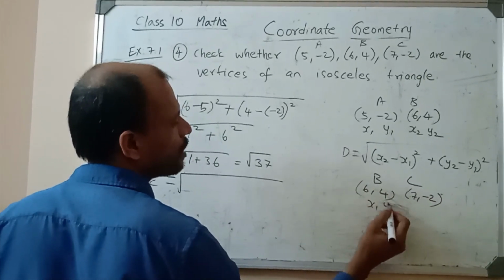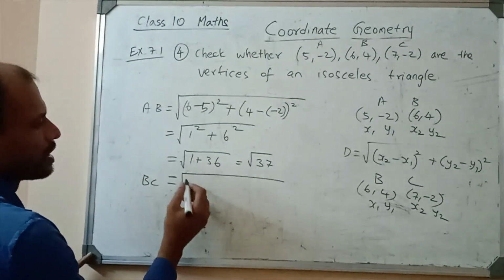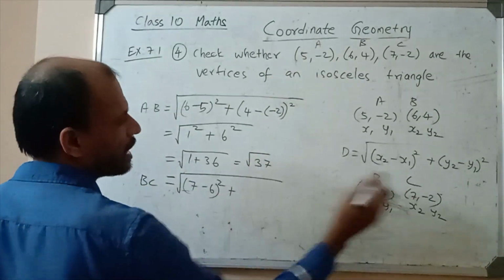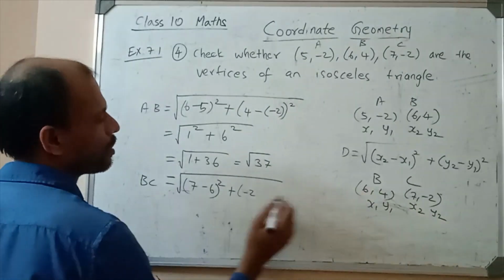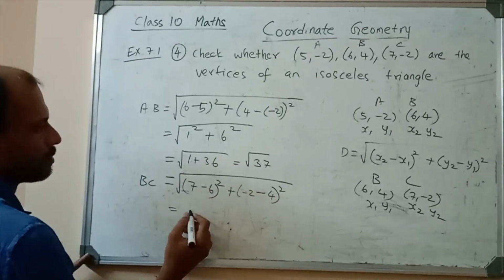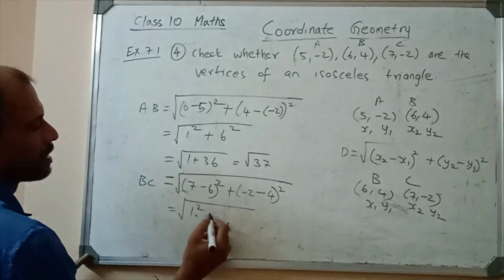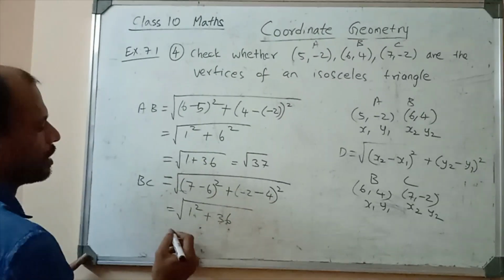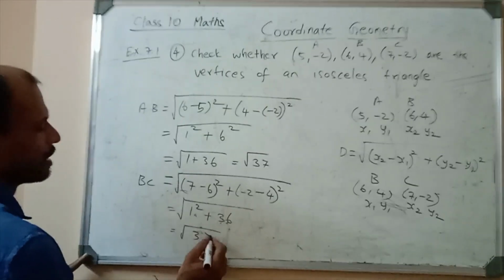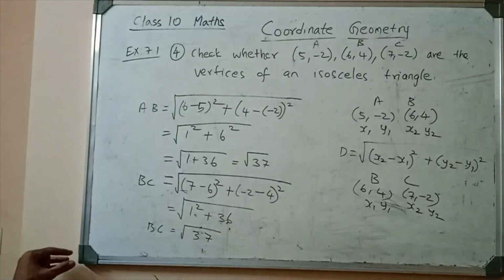So now this becomes x1 y1, this becomes x2 y2. Again x2 minus x1, 7 minus 6 the whole square, plus y2 is minus 2, y1 is 4, so minus 6 the whole square. Now 7 minus 6 is 1, 1 square, and then minus 2 minus 4 is minus 6, minus 6 square is 36. So again you get 1 plus 36, 37. So BC is root 37, and then find the CA.